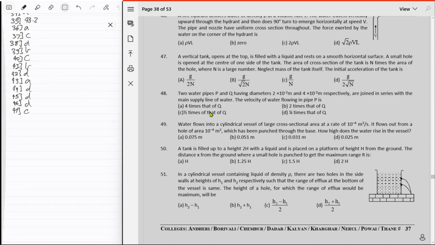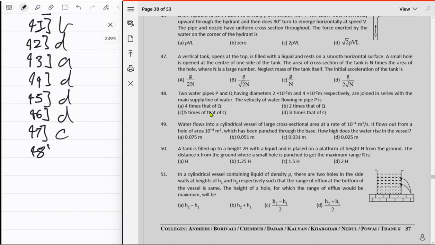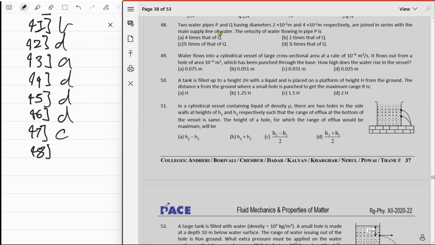48. Two pipes P and Q having diameters, joined in series with the main supply line of water. The velocity of water flowing in pipe P is twice that in Q, right? Because... oh, no, not twice, 4 times, because of the diameters. The radius is 2 times for Q, so its area is 4 times. So water flowing in pipe P has velocity 4 times that of Q. So A is the answer.